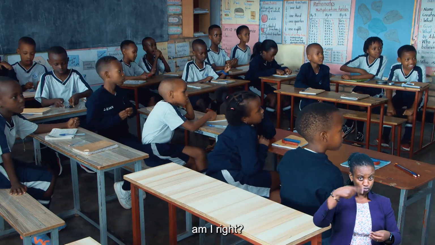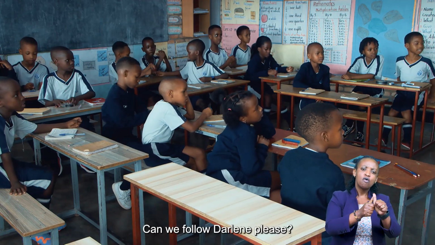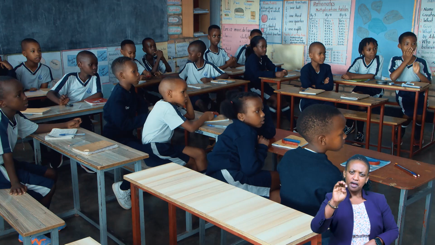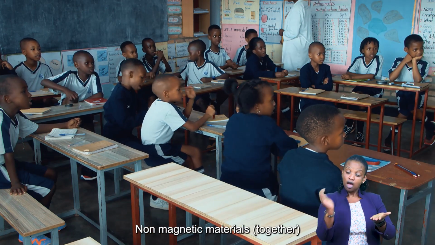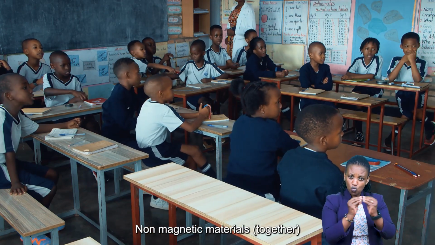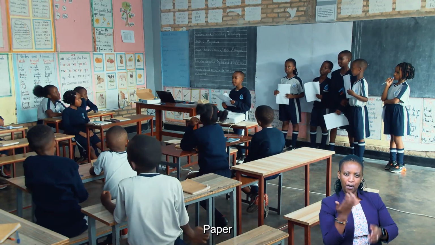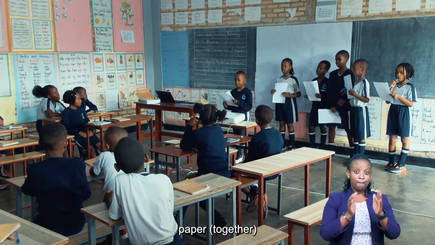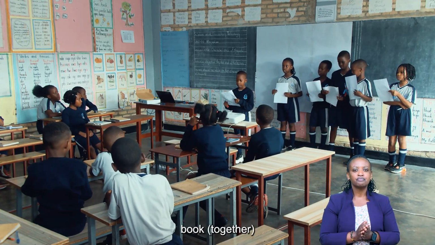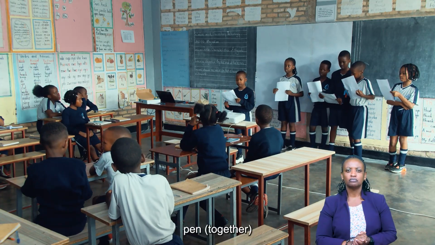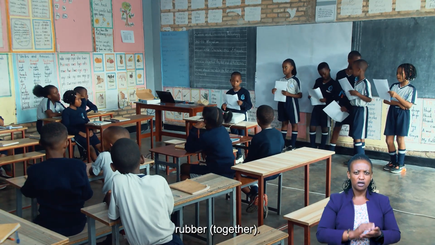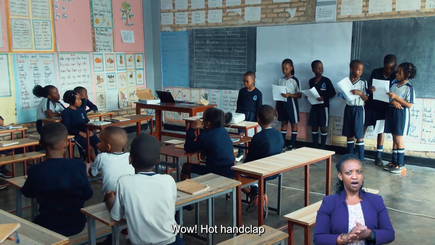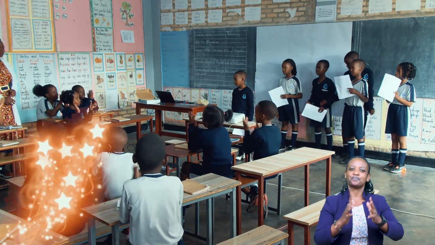Okay, Dariren, you're going to give us non-magnetic materials. Am I right? Yes. Can we follow Dariren, please? Non-magnetic materials. Paper. Book. Pen. Pencil. Rubber. Wow, hot hand clap.